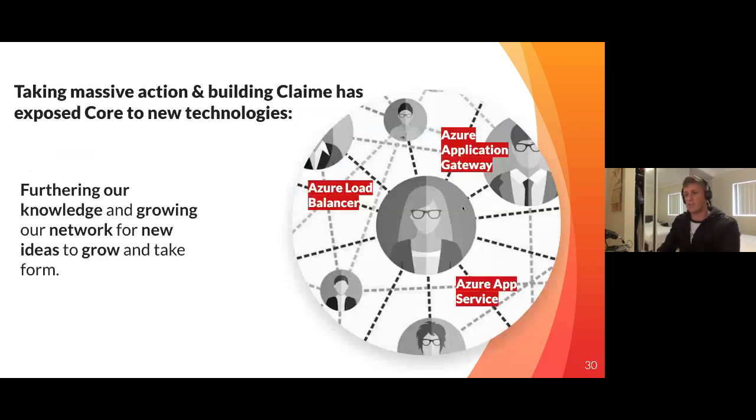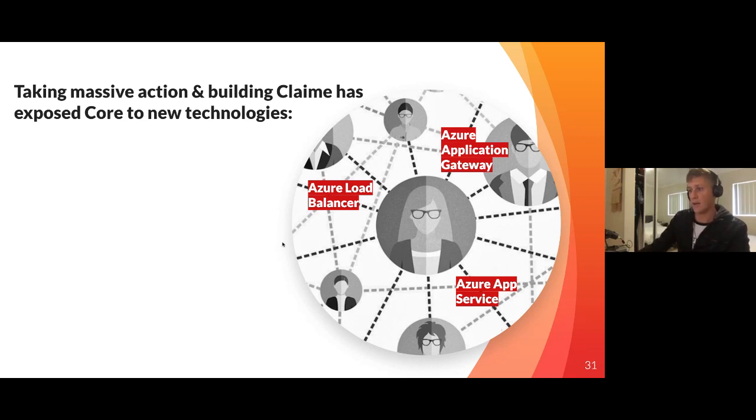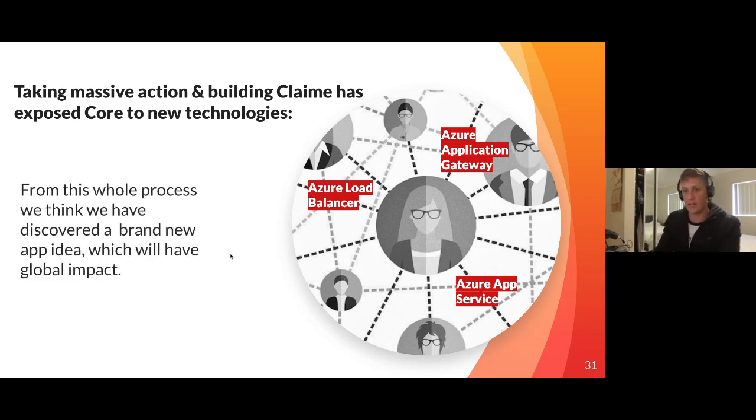But to sum this whole thing up, by taking massive action and building Claimy, we exposed ourselves to new technologies. So here are some of the things that I didn't know about before building Claimy that I now know about. And if I was to build Claimy 2.0, I would use these things: Azure load balancing, Azure application gateway, and the Azure app service. These have further added to my knowledge network, and have provided additional ground for new ideas to take form.